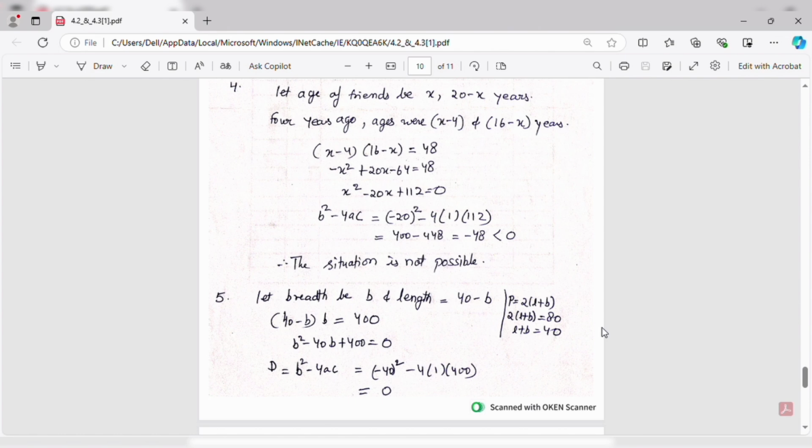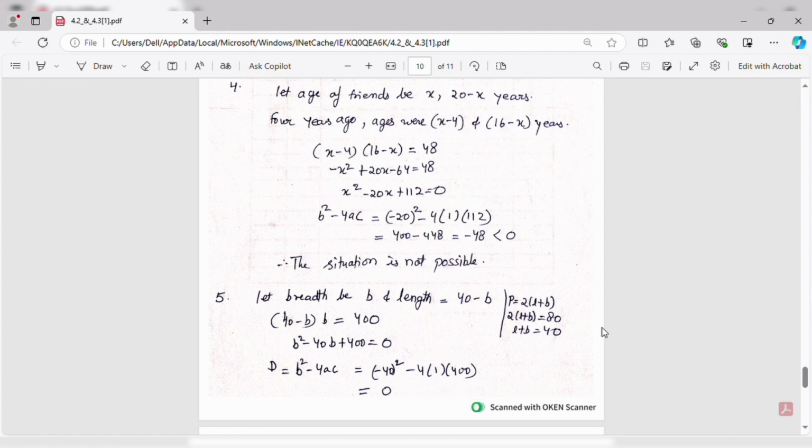Fourth question: is the following situation possible? If so, determine their present ages. The sum of ages of two friends is 20 years. 4 years ago, the product of their ages was 48. So we have to find whether the situation is possible or not.